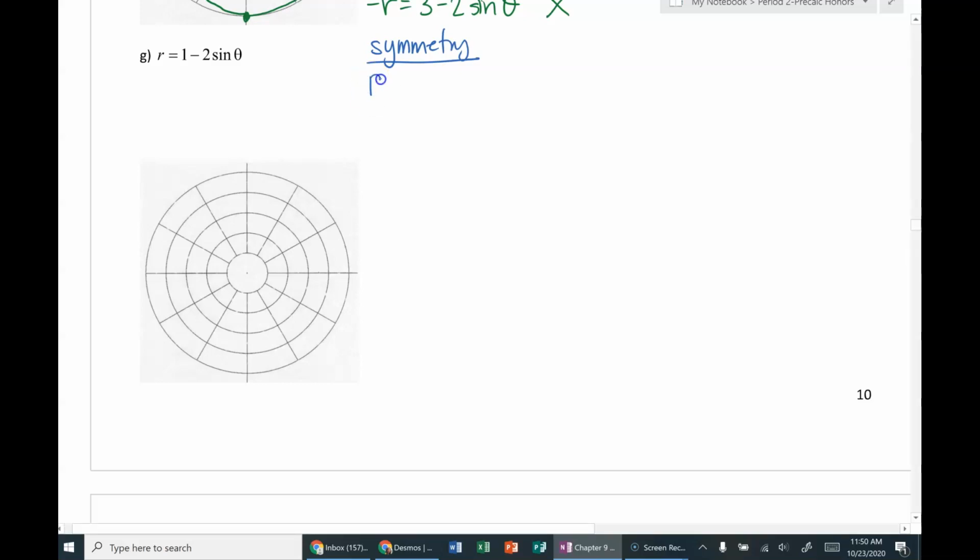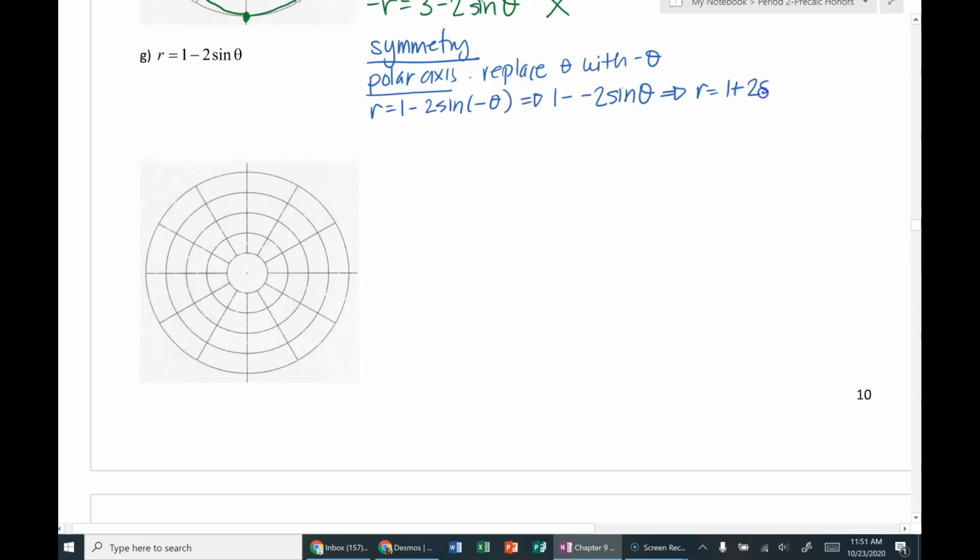So we want to start with the polar axis. Okay. Replace theta with negative theta to see if we get the same thing back. So r equals 1 minus 2 sine of negative theta. Well, sine is an odd function, so you can take the negative in front of it, which gives us r equals 1 plus 2 sine of theta, which is not exactly the same as the original, so it's not symmetric about the polar axis.